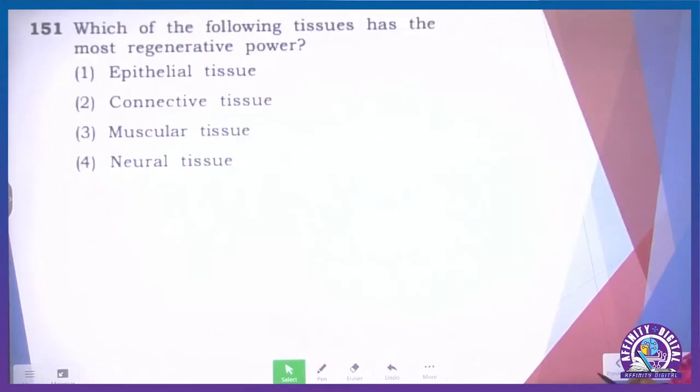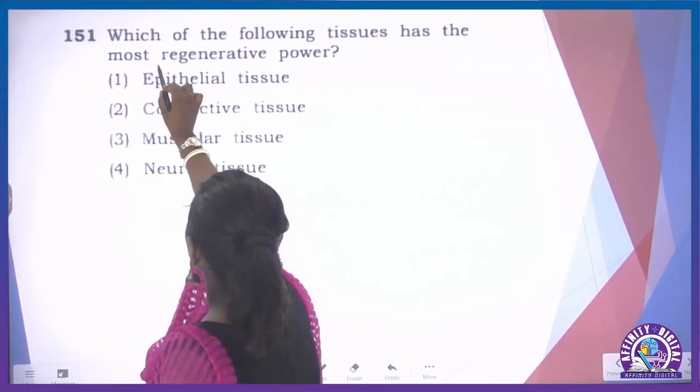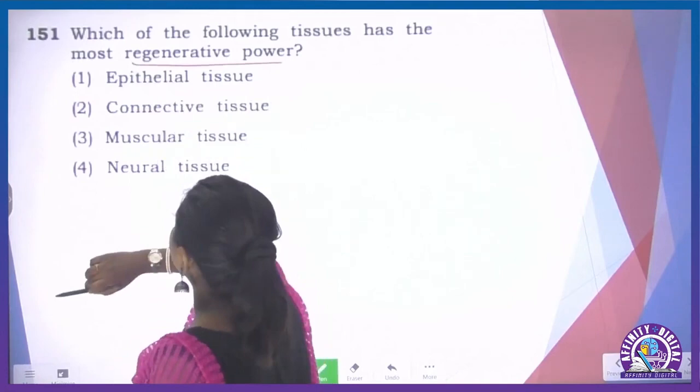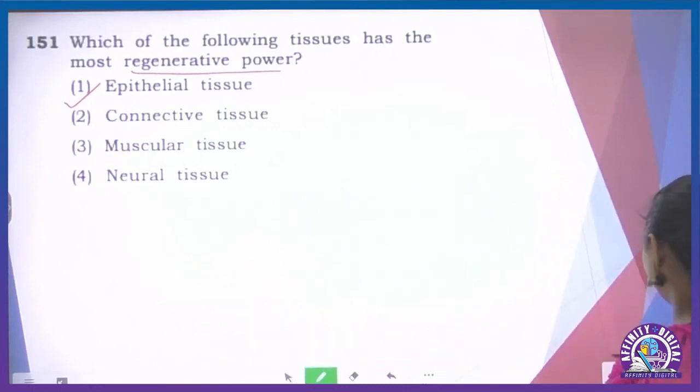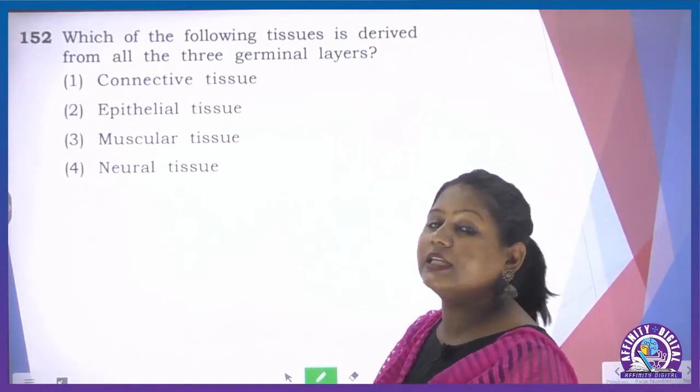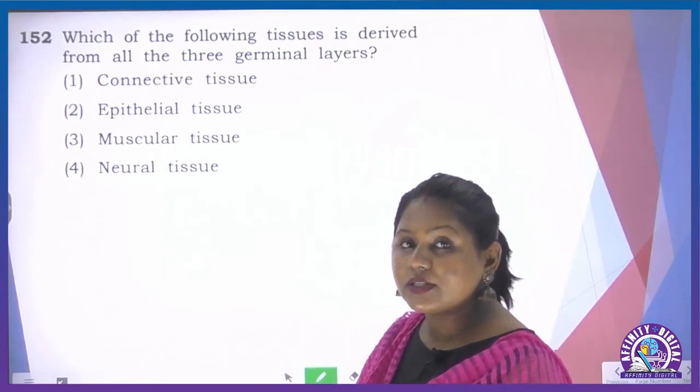Which of the following tissue has most regenerative power? Most regenerative power kis mein hota hai? That is in the epithelial tissue, not in the other tissue. Okay, moving to the next one, which of the following tissue is derived from all the three germinal layers? Tino germinal layers, matlab ectoderm, mesoderm ya endoderm se, kaun sa tissue originate hota hai? That is also the answer, epithelial tissue.